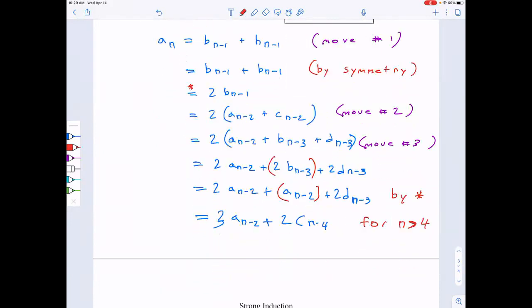Okay, now we have A's and C's. Maybe we could look back above and try to think of a way of changing A's into C's. And there's our equation right there. Let's call this equation double star. So double star will allow us to swap C's back into A's, and you'll finish off the problem. So we have 3 A sub n minus 2 plus twice C. Twice the C sequence is good because we have 2 times that.